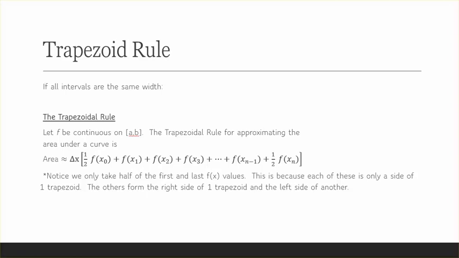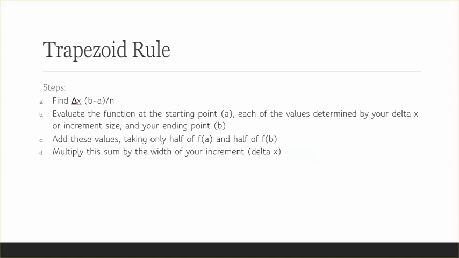You'll notice in the formula that the first and the last value are multiplied by 1/2, because that side is only the base of one trapezoid, whereas all the other sides will be the right base of one trapezoid and then the left base of another trapezoid. Let's look at how we would do this if we think about writing it out in steps.